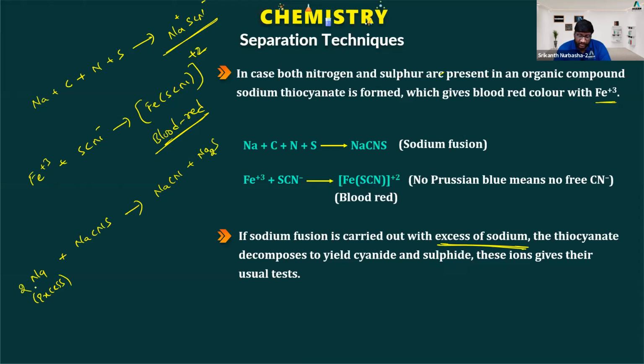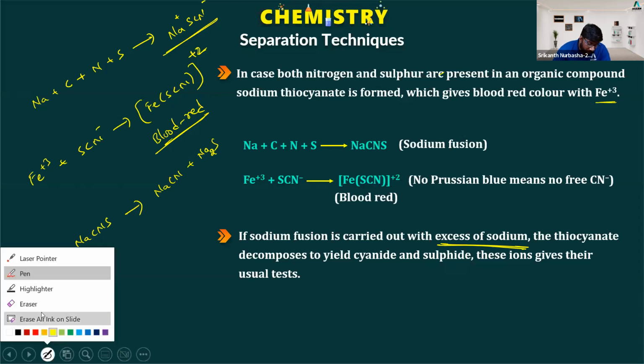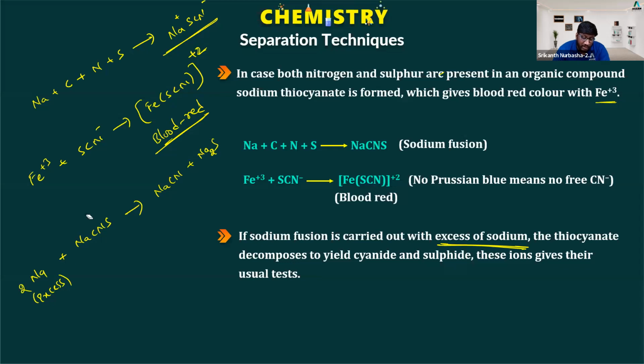2Na, you can write NaCN and Na2S. That means whenever nitrogen and sulfur are both present and you are having this blood red color, to detect nitrogen and sulfur separately, you take excess of sodium. If you take excess of sodium, the Na+ ions are going to be more. So with more Na+, the thiocyanate ion is going to be disturbed into cyanide ion and sulfide ion. So CN- and Na+ develop new interactions, and S2- with 2Na+ develops new interaction to form NaCN and Na2S. They will show separate tests.